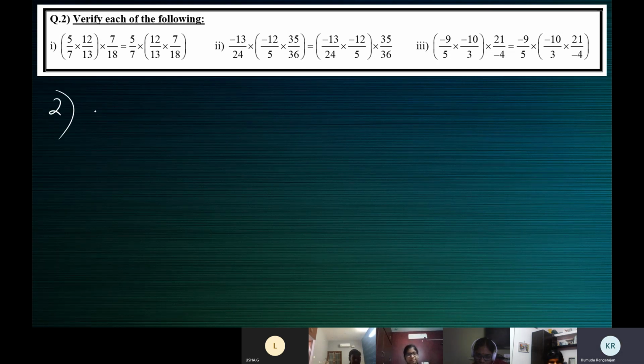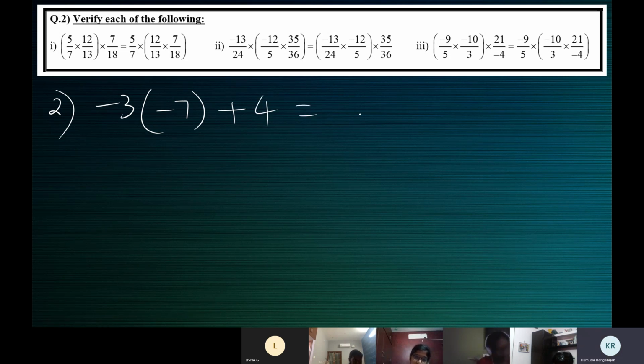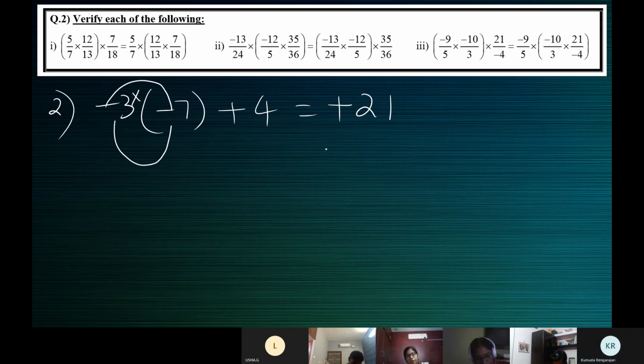So maybe evaluate -3. What's the answer for this? Now what is -3 and -7 connected with? Which operation? Multiplication, ma'am. It's multiplication. So 3 sevens are 21. Minus into minus plus. Yeah, see, when it's multiplication, multiply the signs, multiply the numbers. Multiply the signs, minus into minus plus. Numbers 3 sevens are 21.